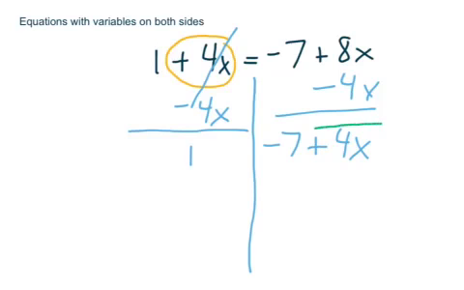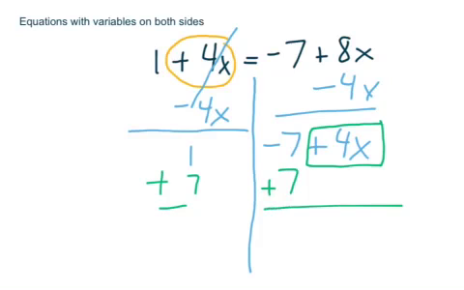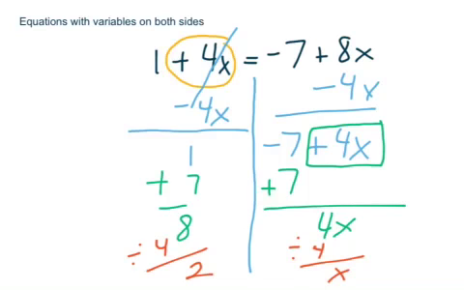I'm going to put a box around my variable and the coefficient. I'm going to use my inverse operations. I've got a negative 7, so I'm going to add 7 to both sides. That leaves me with a 4x over here and an 8. I then want to get rid of my coefficient. I'm going to divide by 4, which is going to give me x. I'm going to divide by 4, which is going to give me 2. So we end up with x is equal to 2.